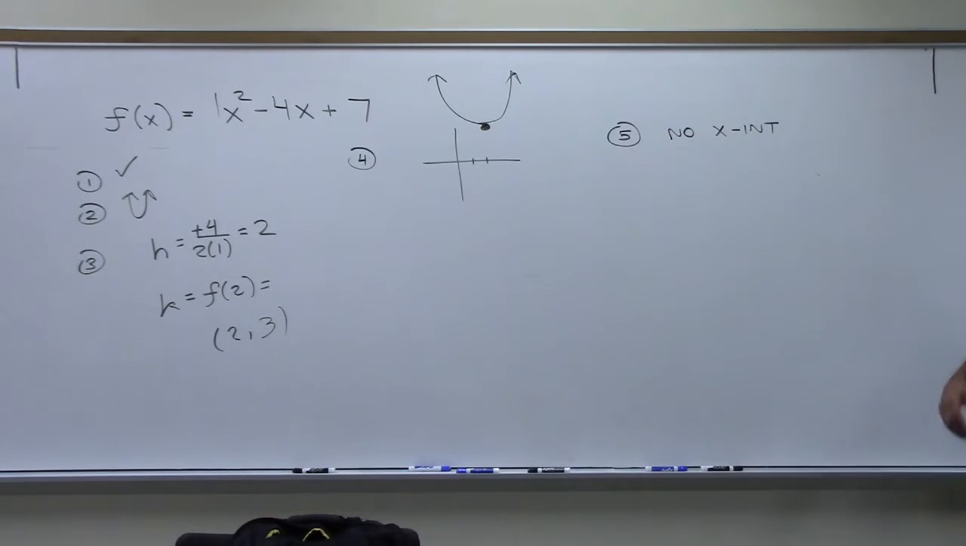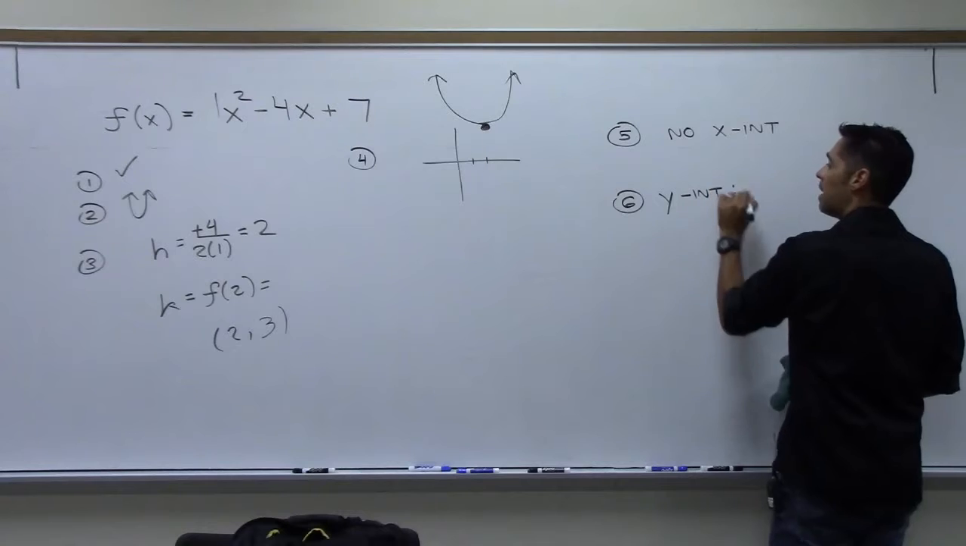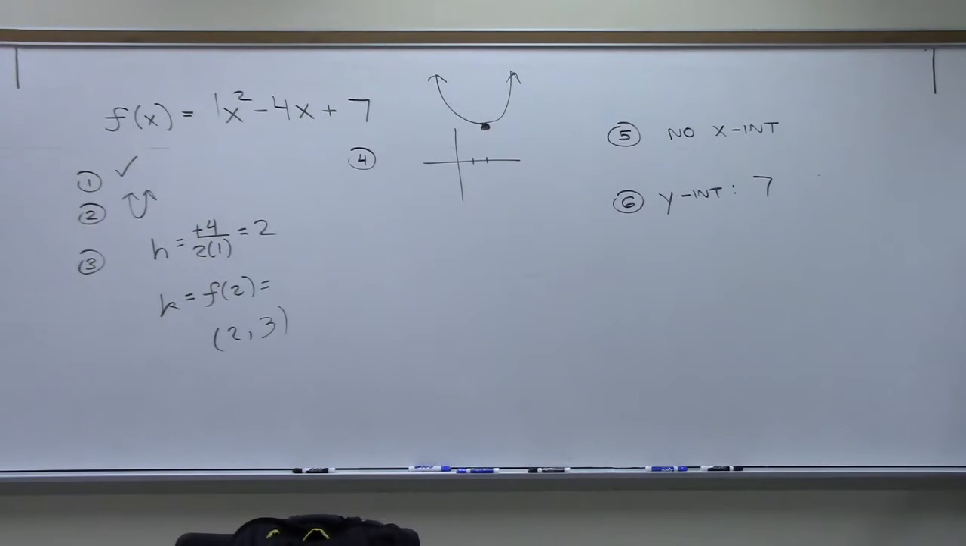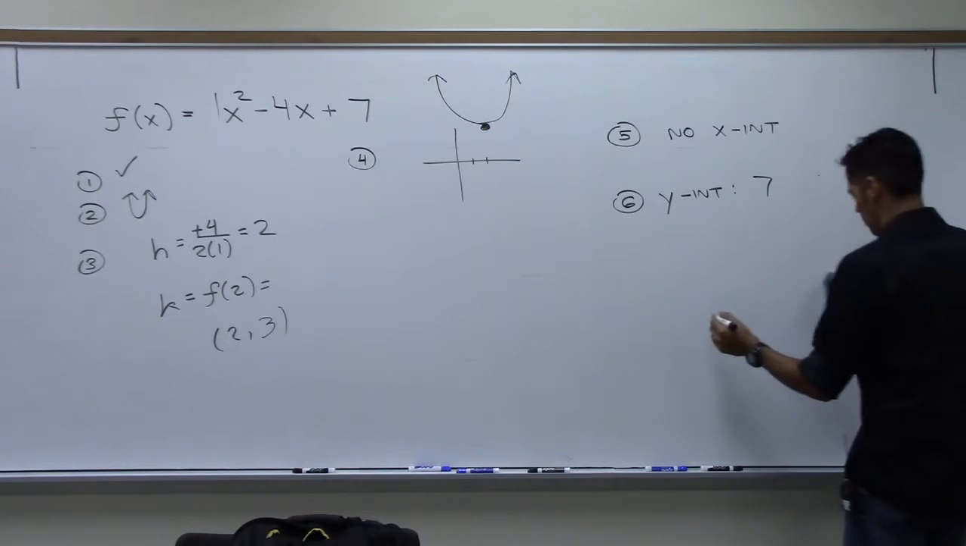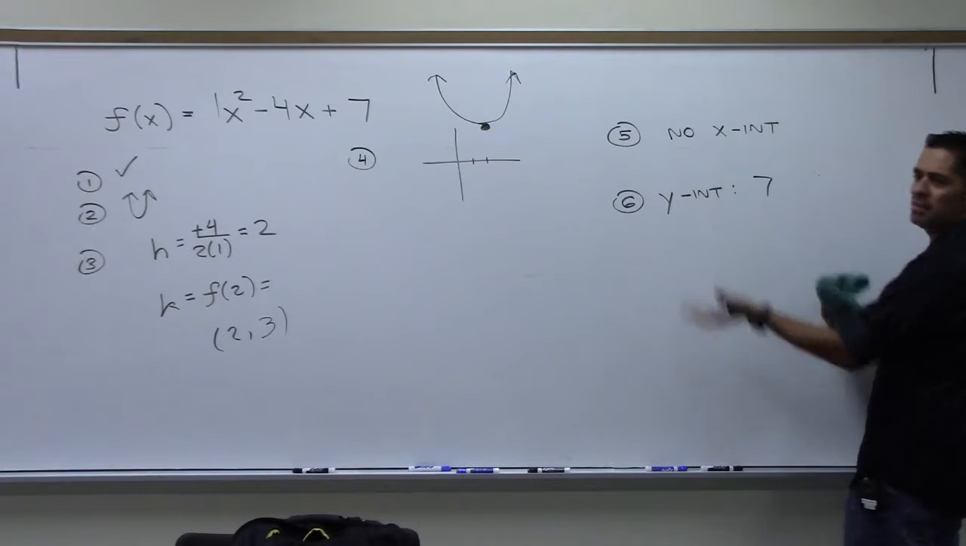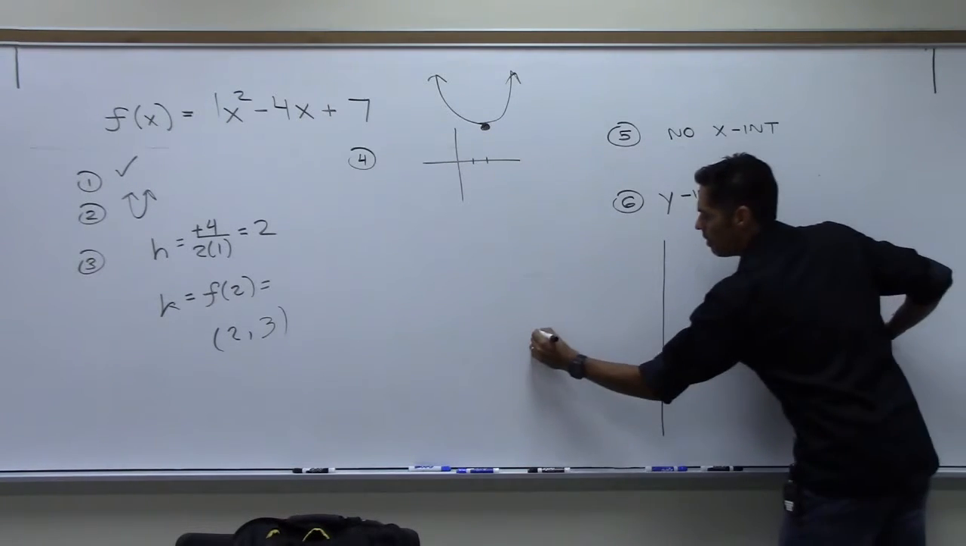If I have no x-intercepts, I'm going to move on. Step 6, the y-intercept. What's the y-intercept? That I'm guaranteed. 7. And now I go to a sketch. Chances are you're not going to see one of these on your test because it skips an entire process, doesn't it? Okay, so we go here like this.